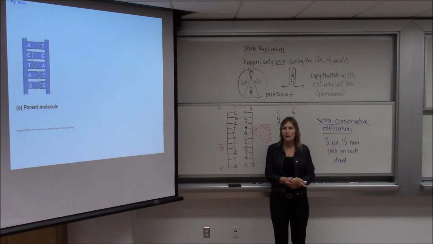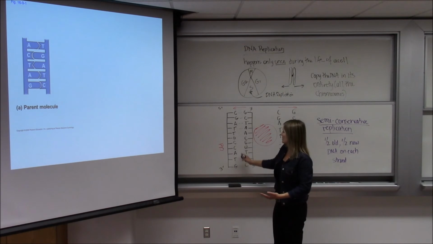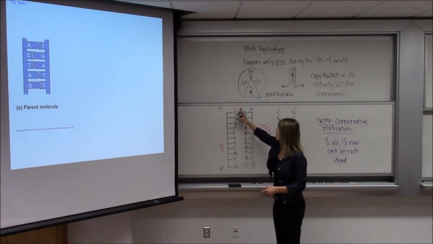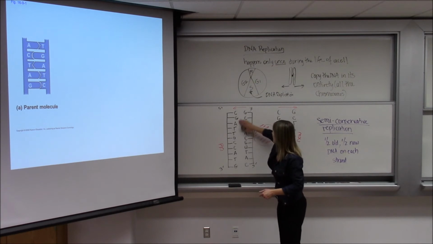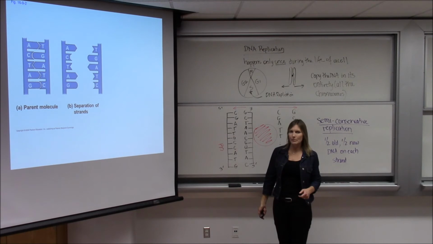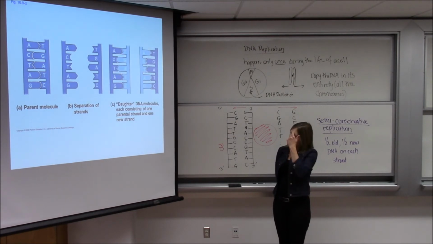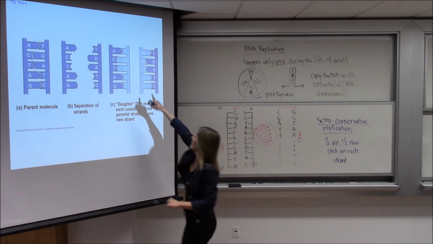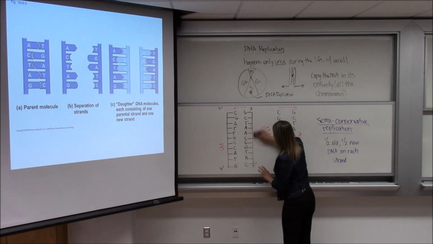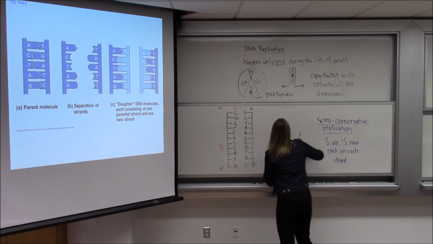Here's what we call the parent molecule. So this would be our original DNA. And it's going to split apart. We're going to break these hydrogen bonds. So, separation of the two strands. And then we're going to copy each side. So let's do that on the board with this original sequence that I gave.